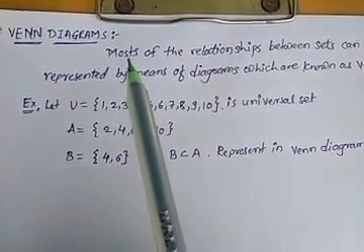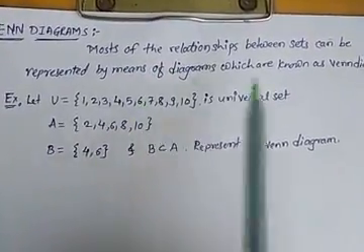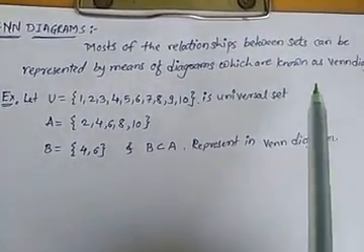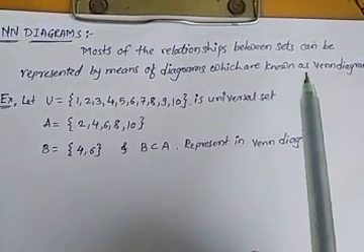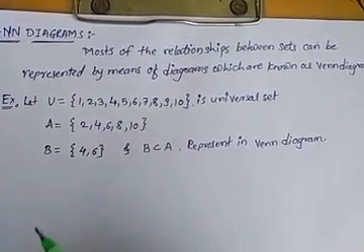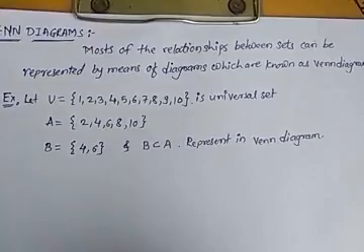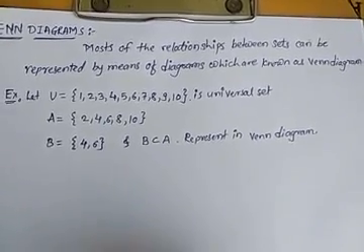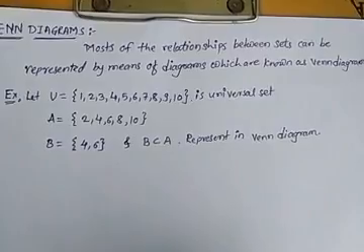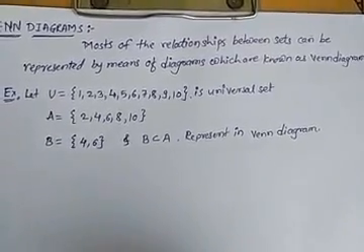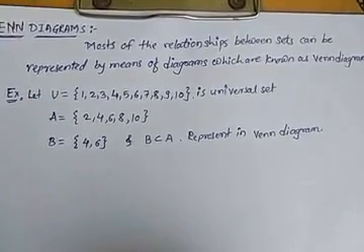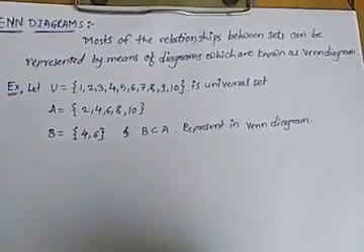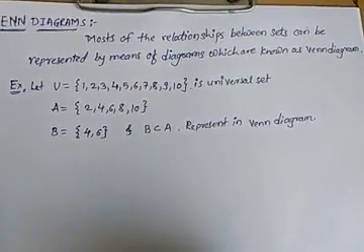Most of the relationships between sets can be represented by means of diagrams, which are known as Venn diagrams. That is, if we are given data of sets, a universal set and its subsets, we can represent it in a diagrammatic representation. This type of diagrammatic representation is known as a Venn diagram. It was found by English logician John Venn, 1834 to 1883.